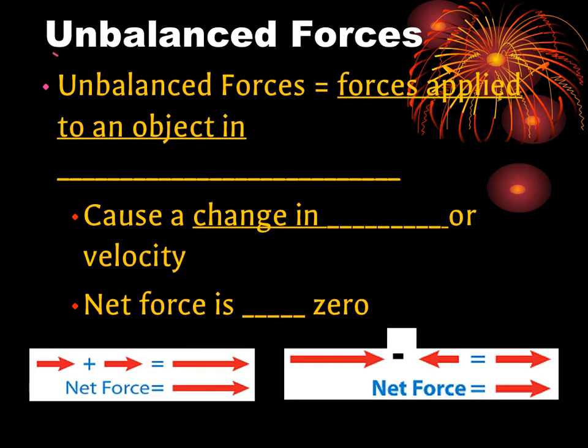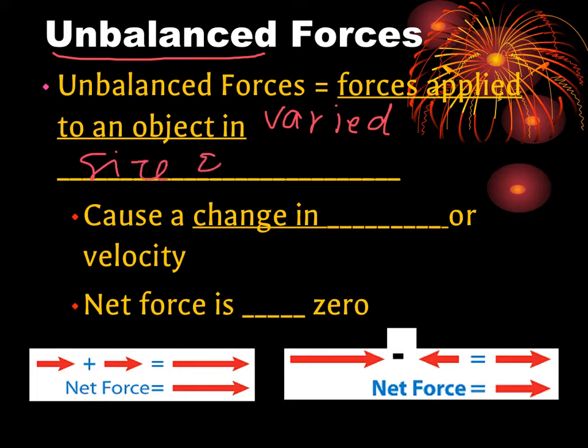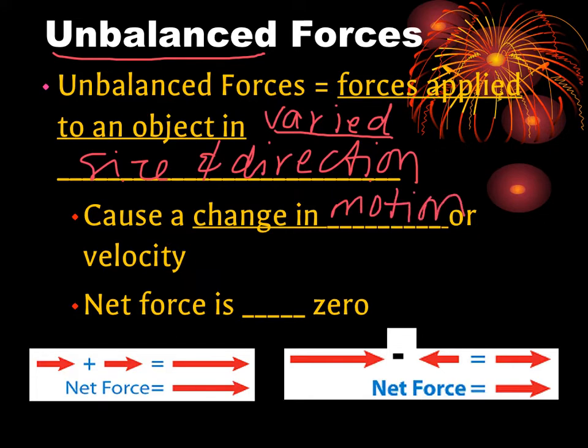In the case of an unbalanced force, what's happening now is that forces are applied to an object in varied size and direction. So because the forces are varied in both size and direction, what we notice is that the object likely has a change in motion or velocity. My net force is no longer 0. It's any number but 0, showing that there is not a balance to those forces any longer.